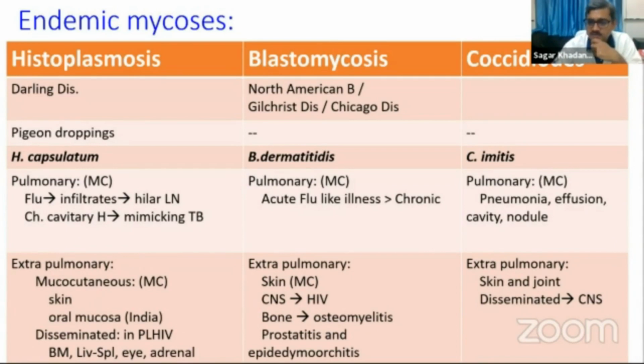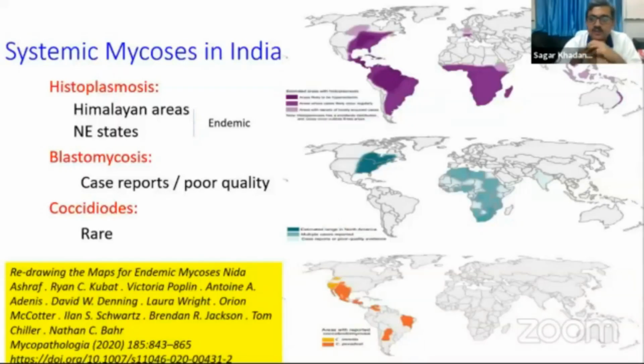We do not see much of coccidioidomycosis. I have never seen it. And they can involve both pulmonary and extrapulmonary sites like joint. Look at the burden of these endemic mycoses across the globe.